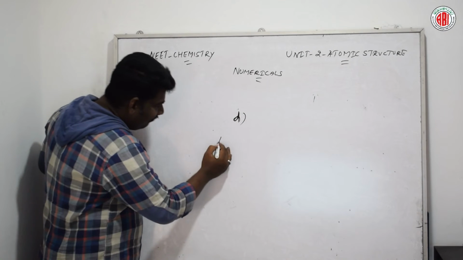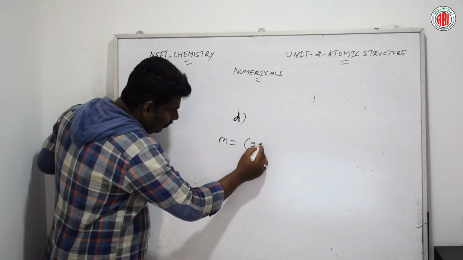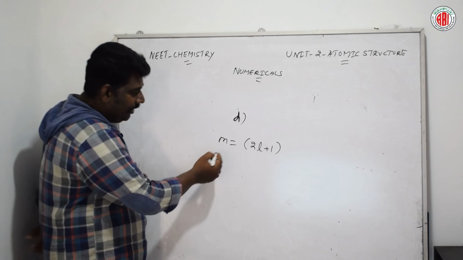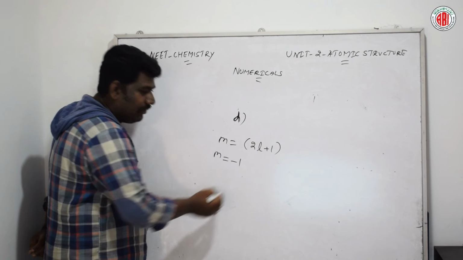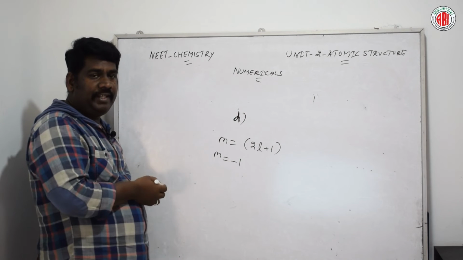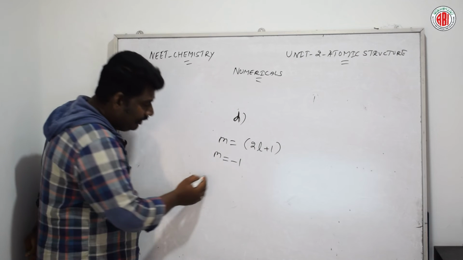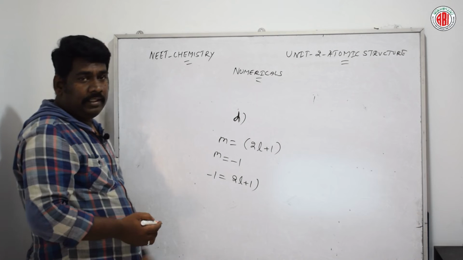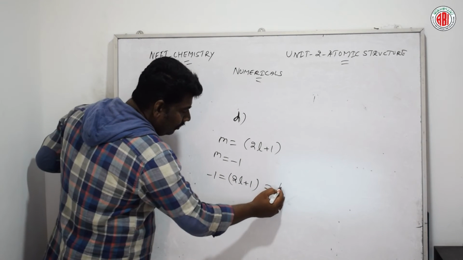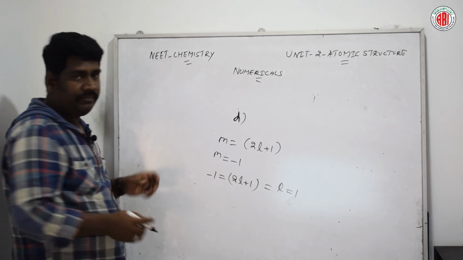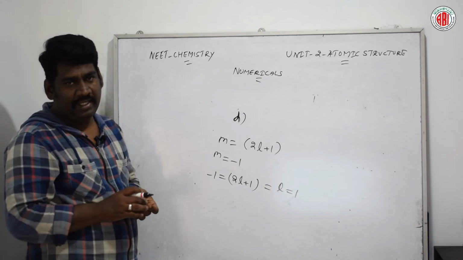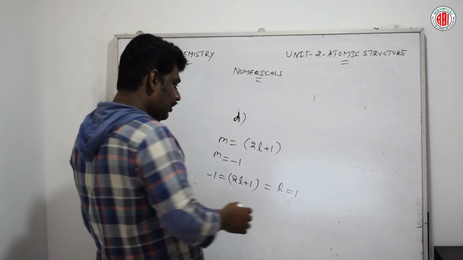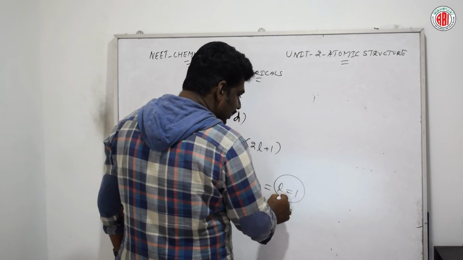because the m value is equal to 2L plus 1. Yes, that means what? The m value which is given here is minus 1. So if you apply this formula and write minus 1 is equal to 2L plus 1, here L is equal to 1. The least value of L is 1. So it cannot be present in the s orbital. The least value of L is 1.